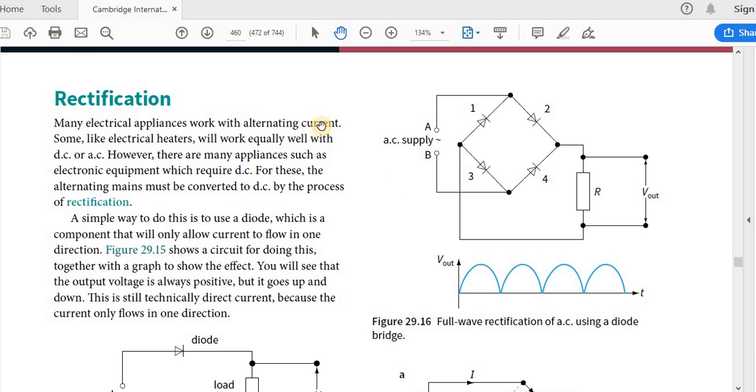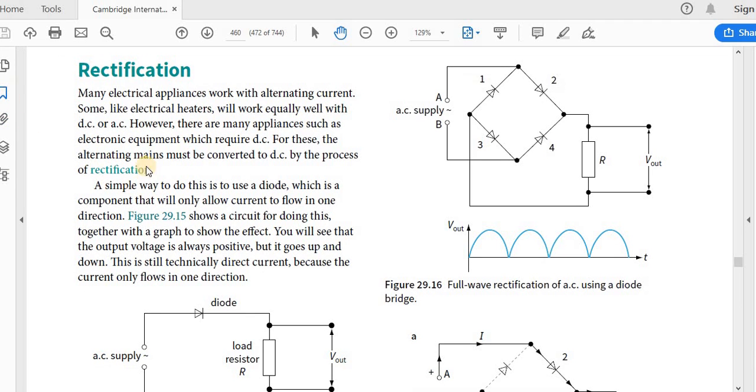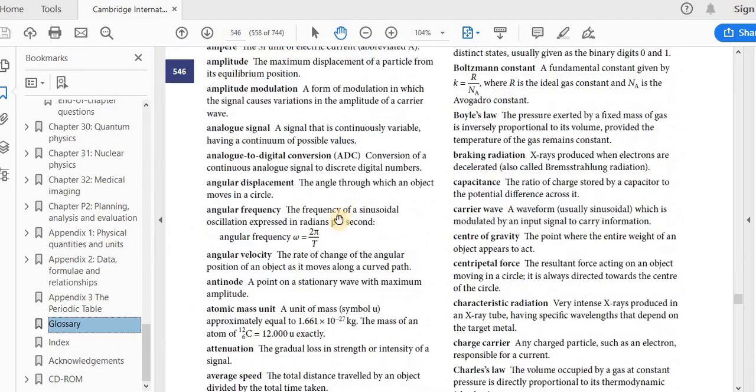Many electrical appliances work with alternating current. Some, like electric heaters, will work equally well with AC or DC. However, there are many appliances such as electronic equipment which require direct current. For these, the alternating mains must be converted to DC by the process of rectification. So the process of converting AC to DC is rectification. Again, you can see this word is in green bold letters, which means you have to know the meaning, and the meaning is also given in the glossary. We can go to the glossary and look for the word rectification.